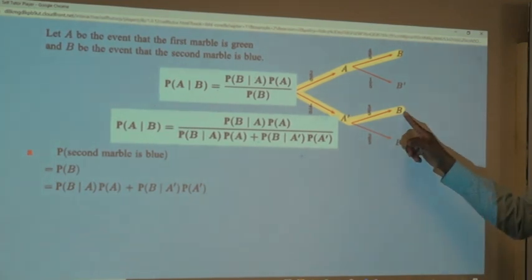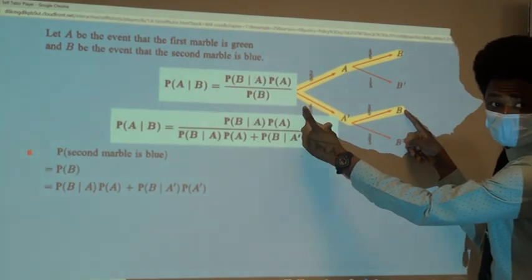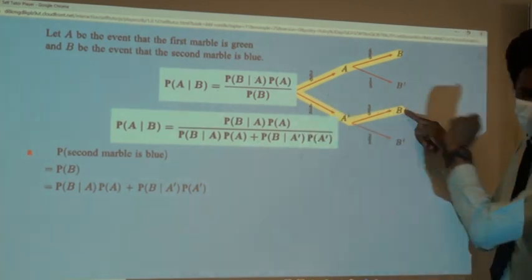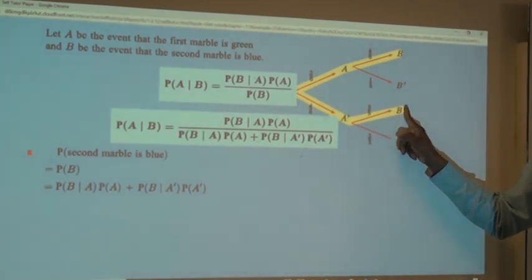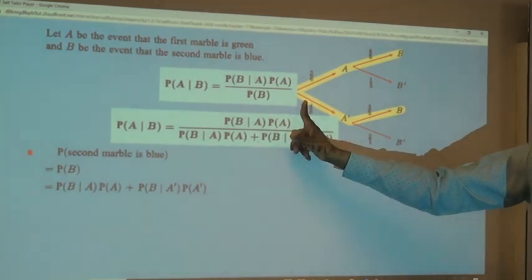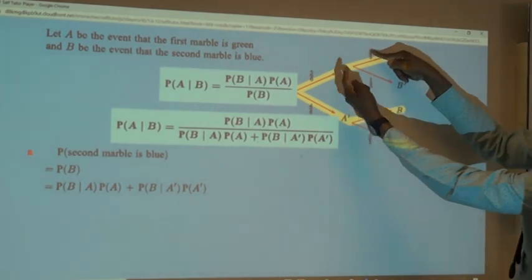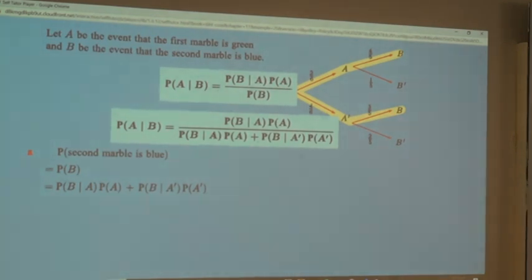Okay? Similarly here, probability of B here is probability of not A times probability of B given that A does not occur. So this figure is not just probability of B. It is B given that A does not occur. This figure here represents probability of B given that A occurs. Do you understand that? So that's the connection. That's why I told you we're going to see this in the tree diagram very soon.